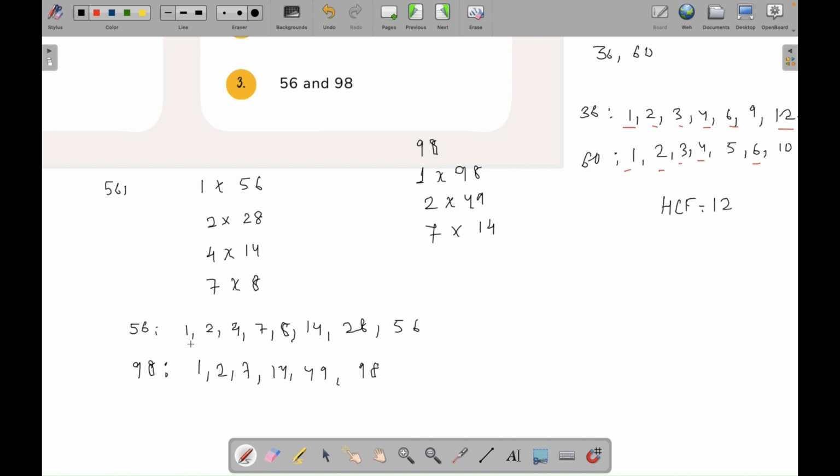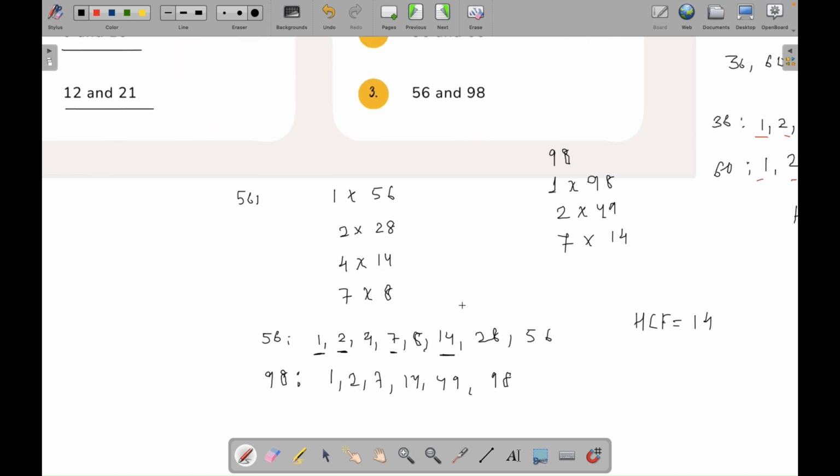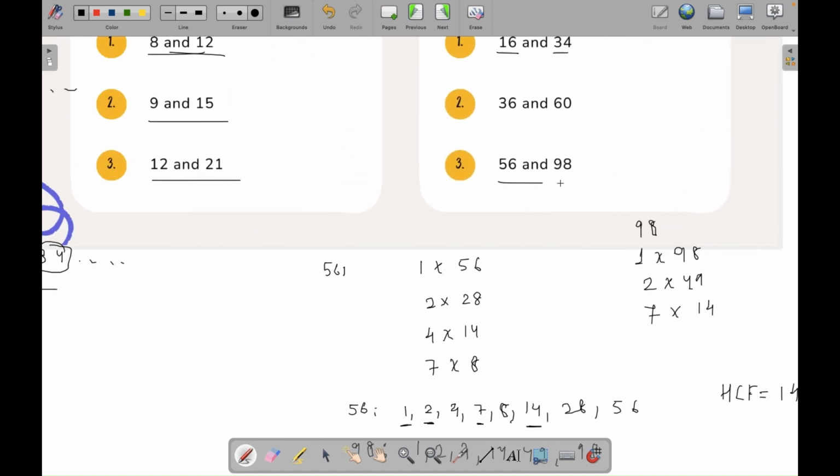Now if you look at the common factors, they are 1, 2, 4 is not common. Then you'll have 7, 8 is not common. Then you'll have 14. Then 28 is not common and 56 is not common, right? So out of these common factors among 56 and 98, which is the highest? It is 14. So HCF is 14, right?